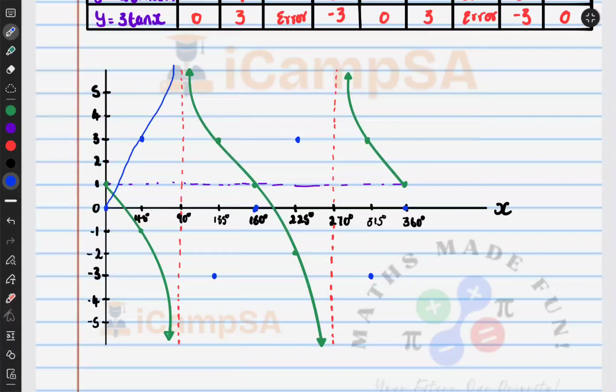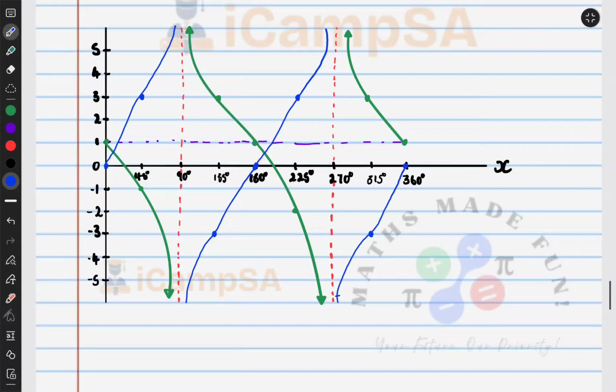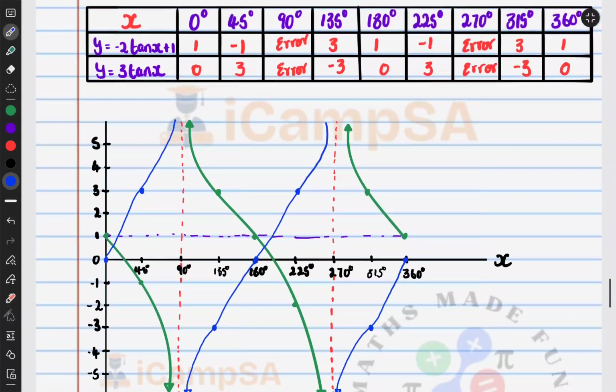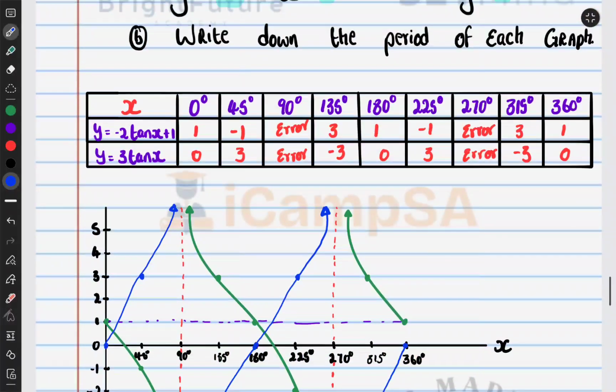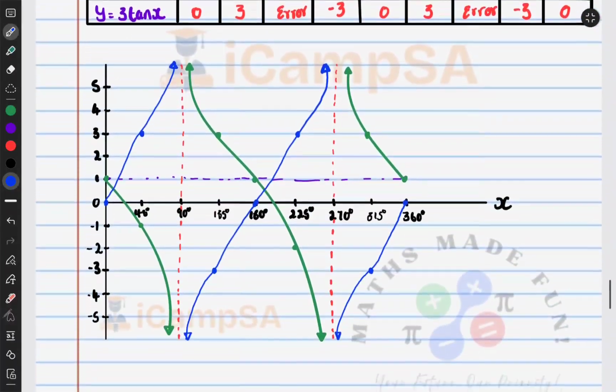Because these functions will be a function of that nature. That will be the function y = 3 tan x. It's a curve, not a straight line. And that is how it will come up.